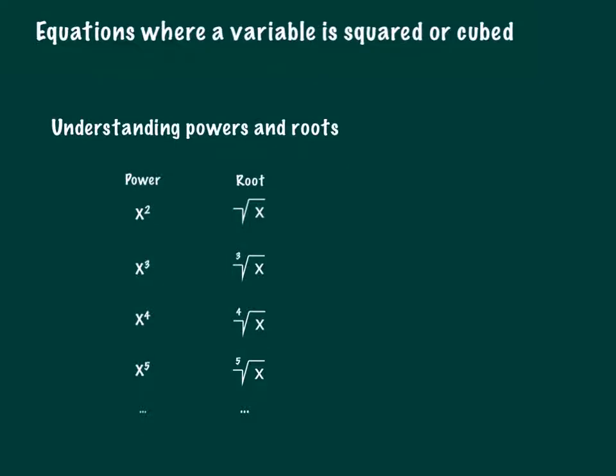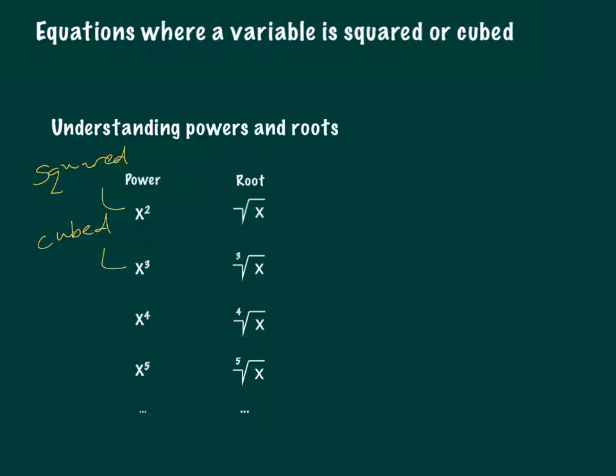The last aspect of solving equations that we're going to look at are situations where your equation has a variable that's either squared or cubed. And what I mean by squared and cubed would be to the power 2 or to the power 3, right? That's what those mean. An exponent of 2 is squared, and an exponent of 3 would be cubed.